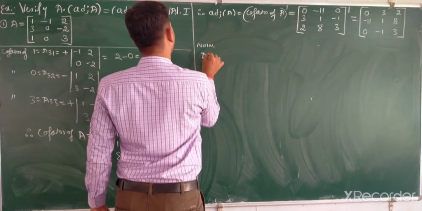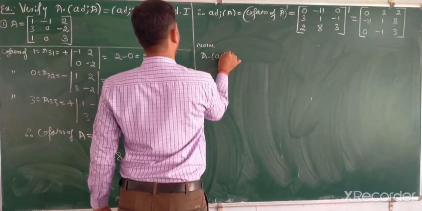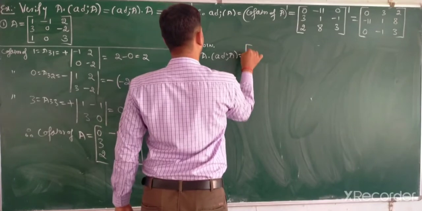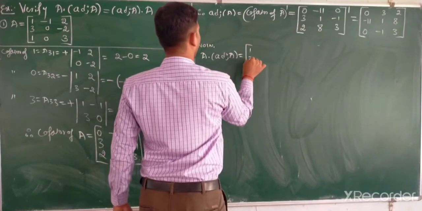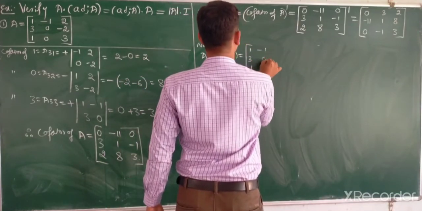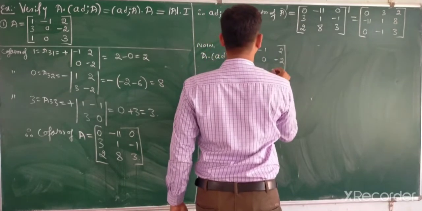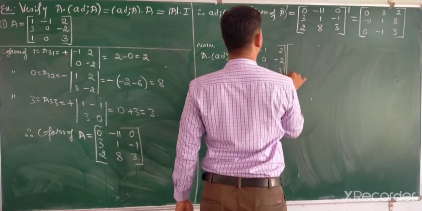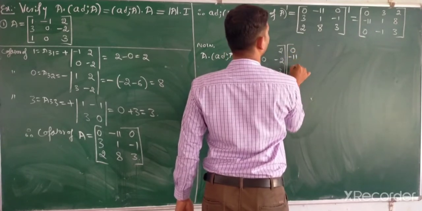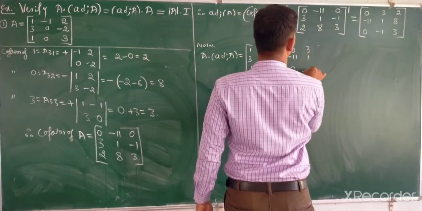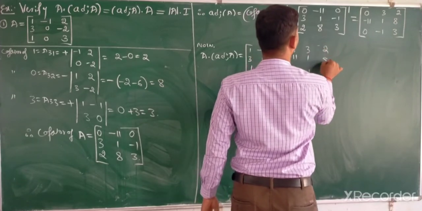Now A into adjoint of A. What is the value of A? A is 1 3 1, minus 1 0 0, 2 minus 2 3, into adjoint of capital A, which is 0 minus 11 0, 3 1 minus 1, 2 8 3.